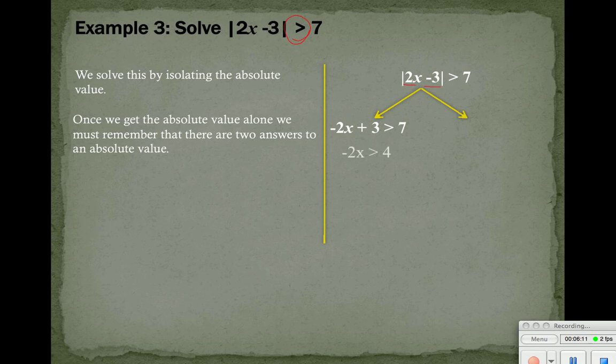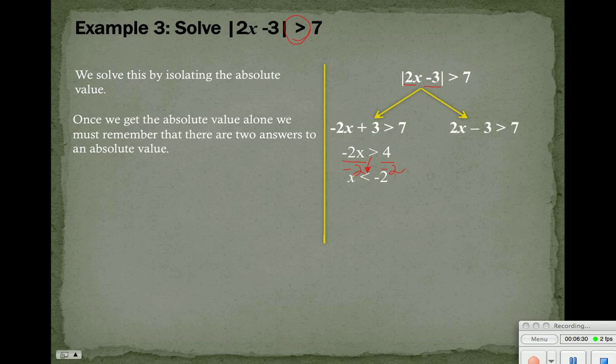Solve it, and be careful. Here we're going to divide through by a negative 2. When we divide through by a negative 2, remember your inequality sign changes. So it changed from a greater than to a less than.